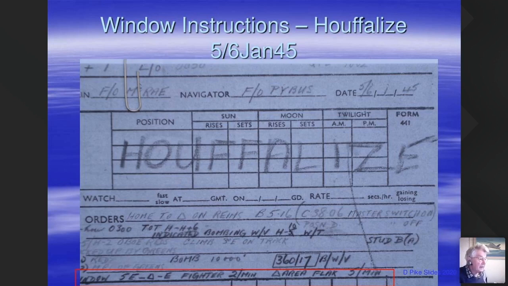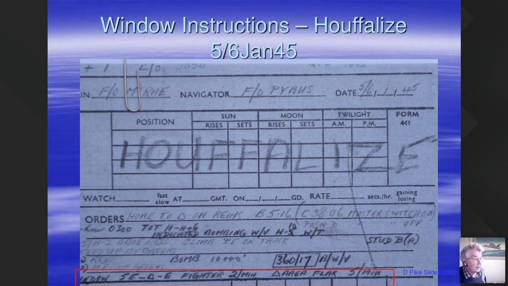But I've really put this on here. If you look at the bottom, you can see the window instructions between 5 East, the target, and something or other East. They had to stick out fighter window, 2 bundles a minute, and area flak window, 5 bundles a minute. So different frequencies. The one was for the ground-based radars and the older German air radars, and the other one was for the more modern German radars.